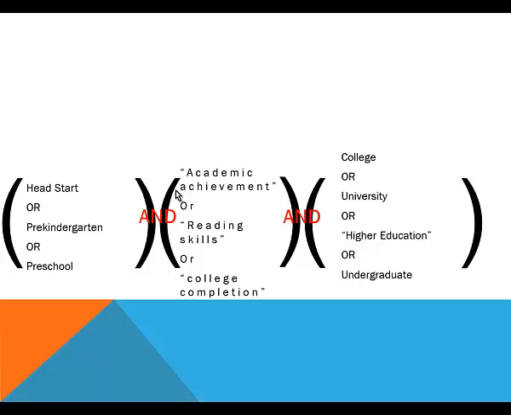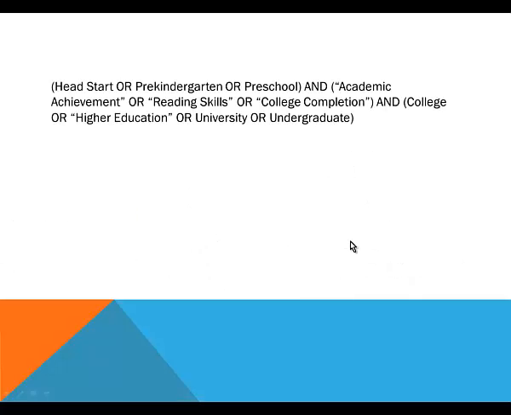Finally, I would add the word "and" in between those sets of parentheses. That tells the computer I want Head Start and reading skills. So you're telling the computer, give me anything in the first set and anything in the second set and anything in the third set, but I need something that has a word in each of these 3 sets.